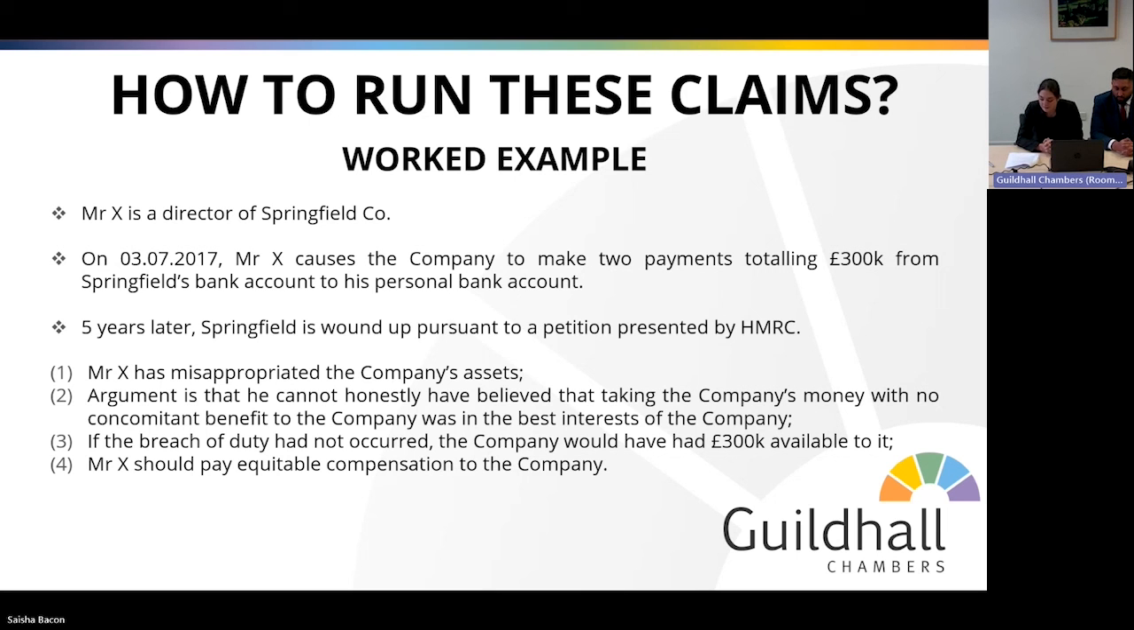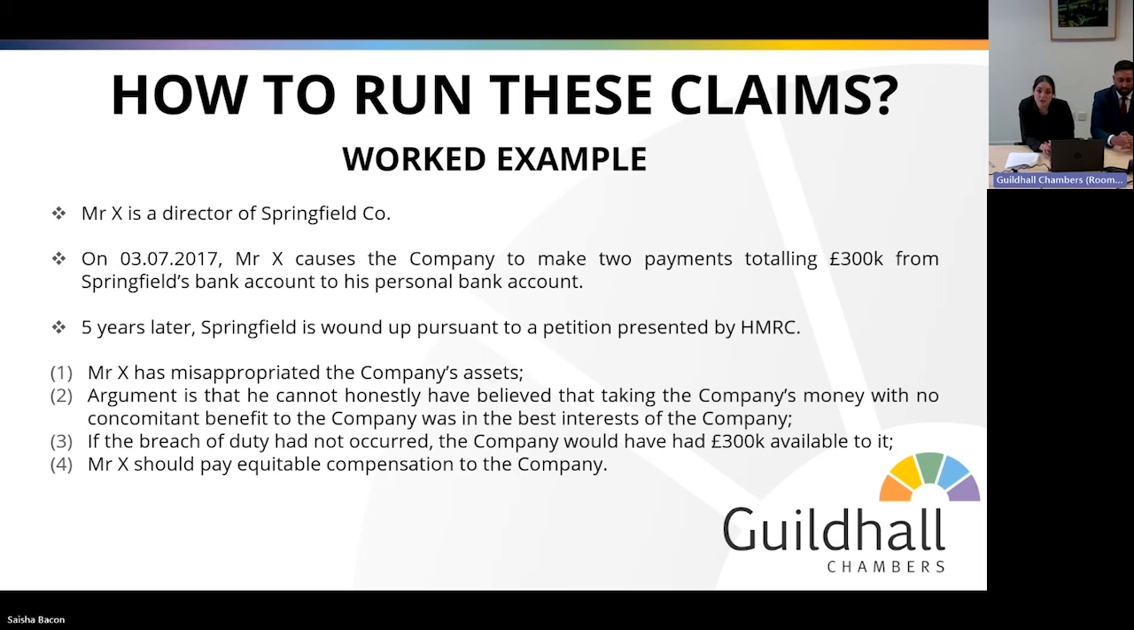But looking at the test the court will apply, it will be a subjective test. We would say, or the applicant would say, that Mr. X cannot have honestly believed that paying £300,000 from the company account to his account was in the best interest of the company. There was no benefit to the company at all from that transaction.